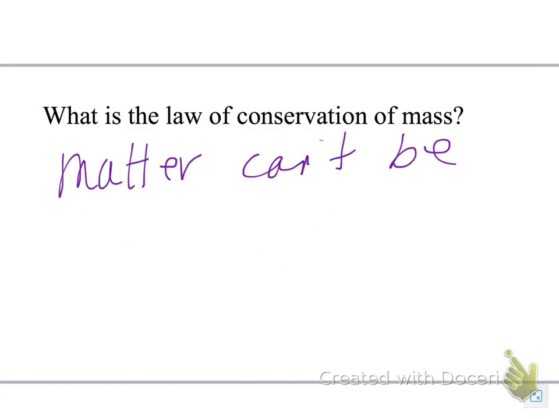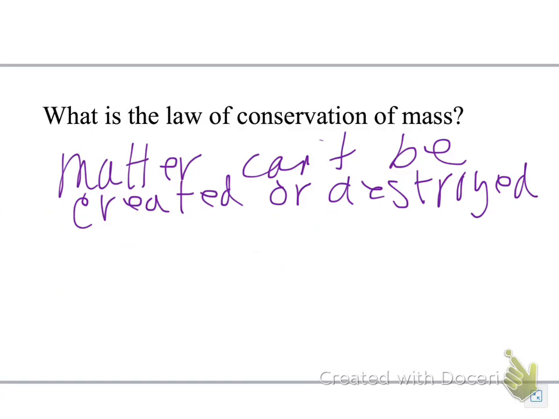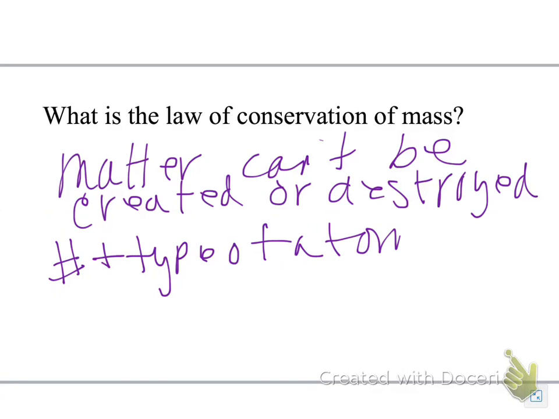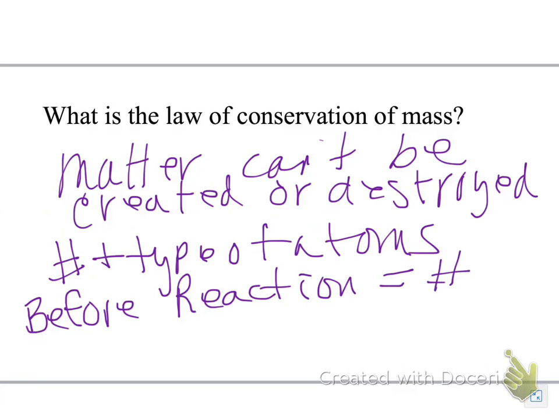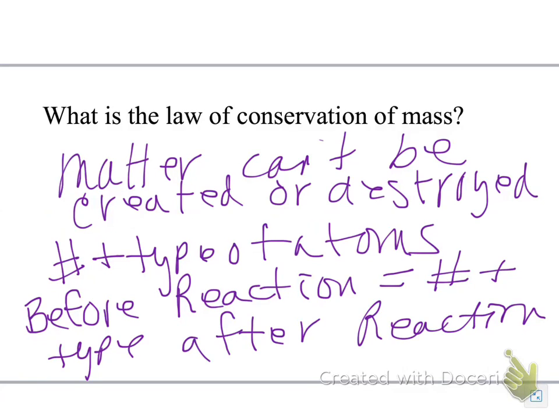Okay, so the law of conservation of mass is important for us too because it says matter can't be created or destroyed. And where that's important for us in balanced chemical equations is it tells us that the number and type of atoms that are present before a reaction occurs are the same number and type after a reaction occurs, which is why we can do the balancing that we do with chemical equations. We know that the atoms have to go somewhere.